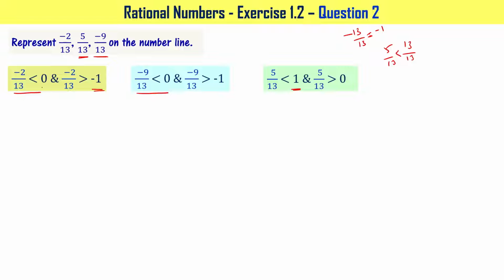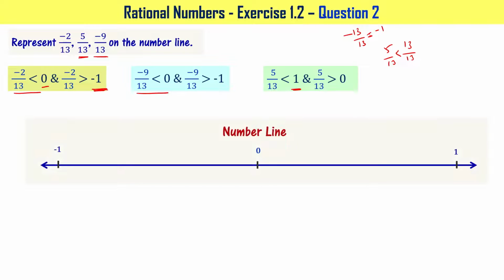0 here, minus 1, plus 1. So let's draw the number line. Now I have a number line with minus 1, 0 and 1. Of course, you can have minus 2. On the other side, you can have 2 also. But this is also sufficient.